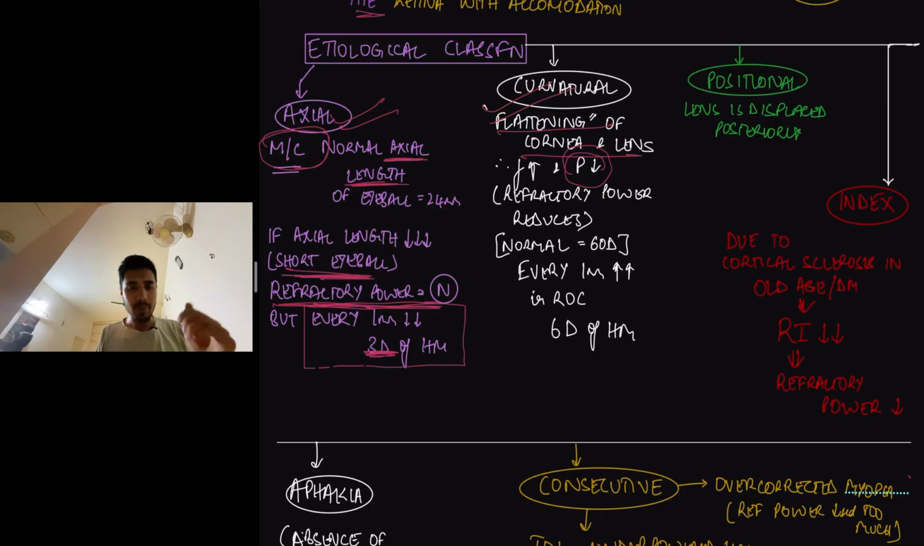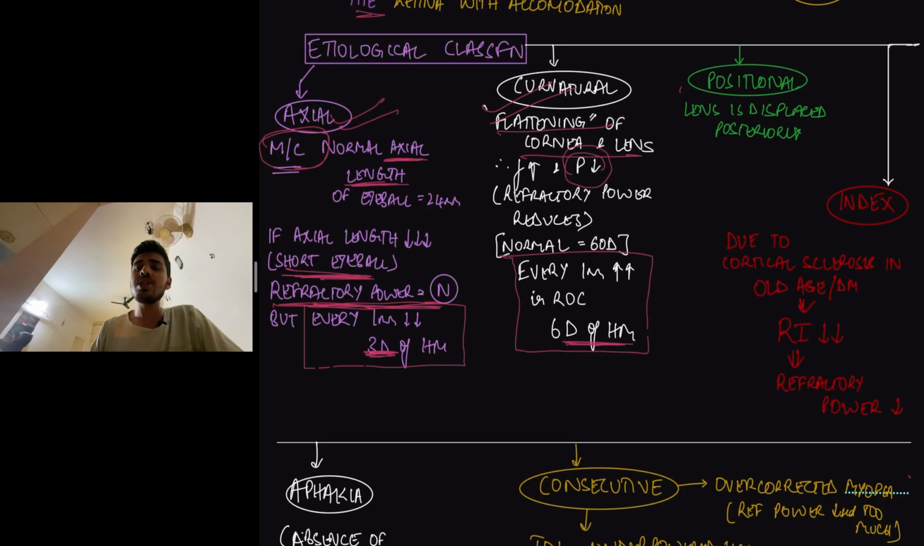So now because the power reduces, it is being converged behind the retina. For every 1 mm increase in the radius of curvature, basically for every 1 mm reduction in the curvature, right? Whenever the radius of curvature increases, what is supposed to be this curve becomes this curve. So basically there are 6 diopters of hypermetropia for every 1 mm increase in radius of curvature.